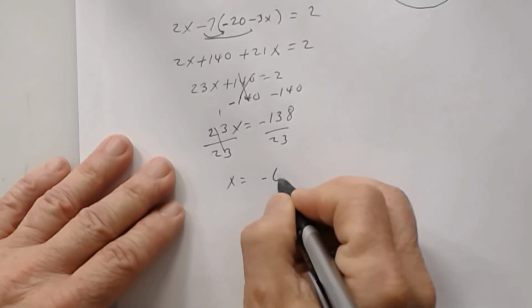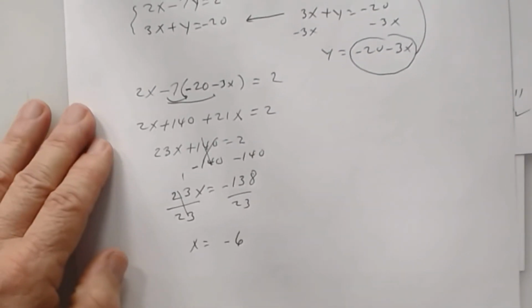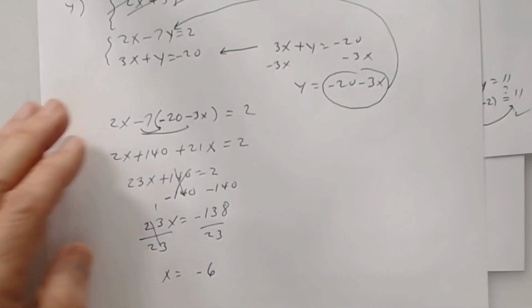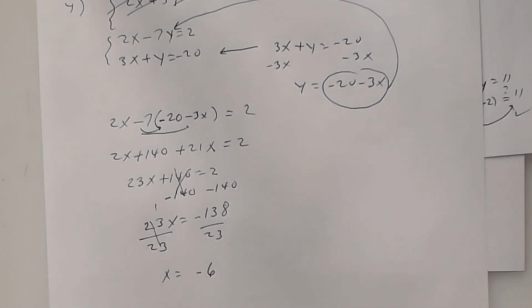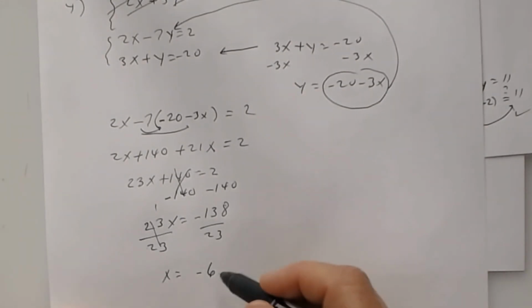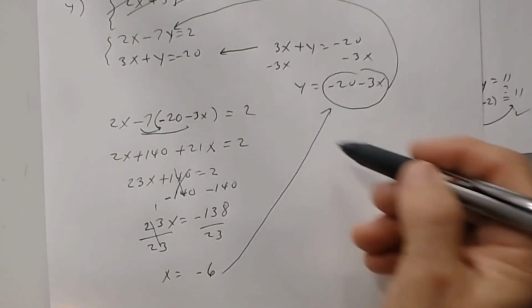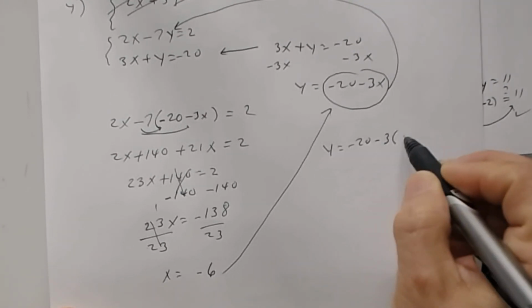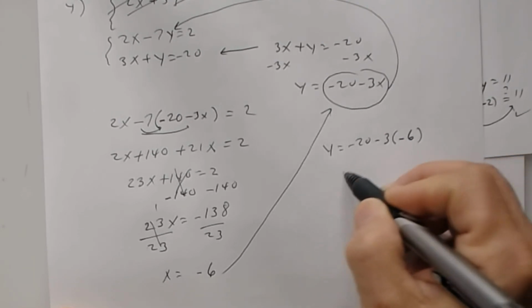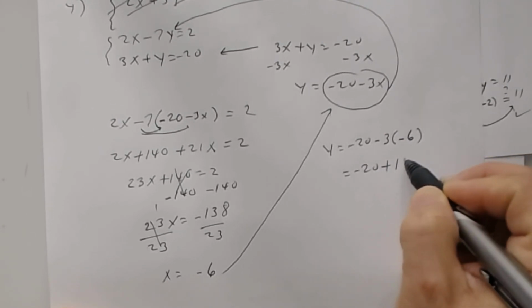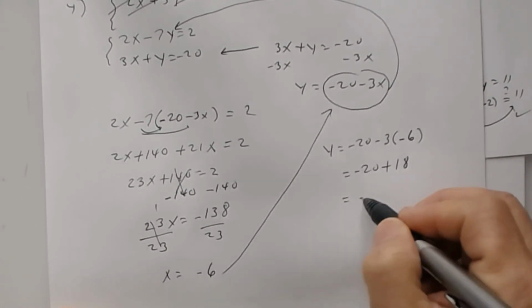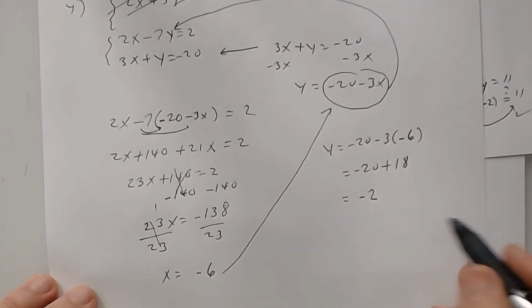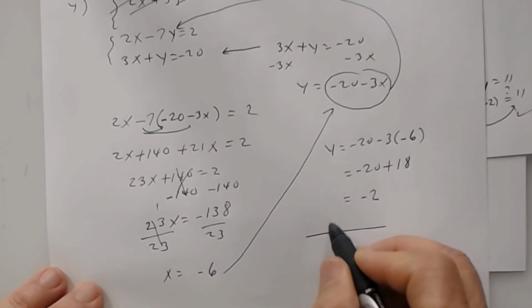-6? So that's the x coordinate of your solution. All right. What's the next step? Now you've got to find the other coordinate. The y. So how do you do that? Plug it in. Go to this one right here, the one that we had circled. So y equals -20 minus 3 times x. What's x? -6. So -20 plus 18, which gives us -2. So what's your solution? -6, -2.